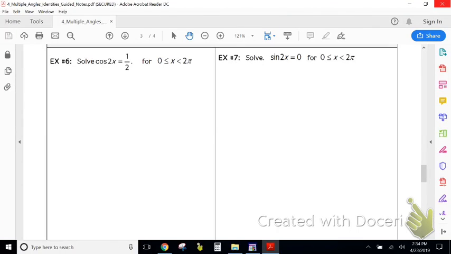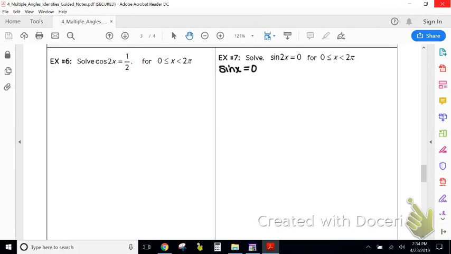Okay, so in example 7, we're looking for sine of 2x equals 0, where x has to be between 0 and 2 pi. So, like before, I'm going to start out with just sine of x, and then I'll come back and fix it, okay? So, remember when we solved sine of x equals 0.